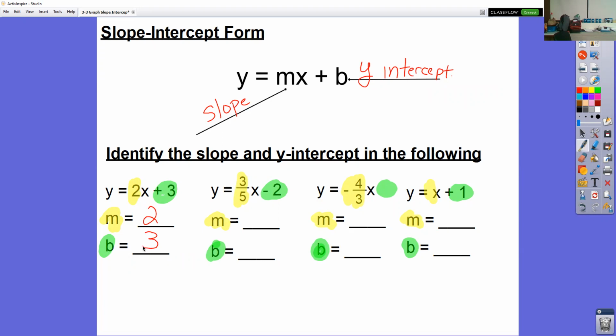Y equals 3/5 x minus 2. The slope would be 3/5. The y-intercept -2. Y equals -4/3 x. The slope would be -4/3. There's no number for the y-intercept, so it would simply be 0. Y equals x plus 1. There's no number in front of the x, so it's an imaginary 1. So our slope would be 1 with the y-intercept of 1.